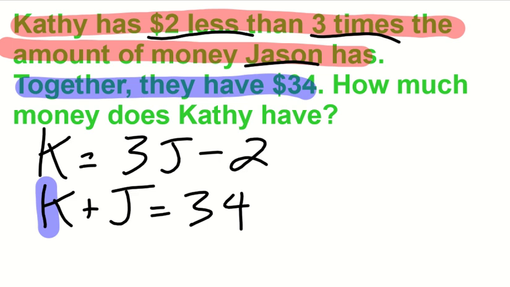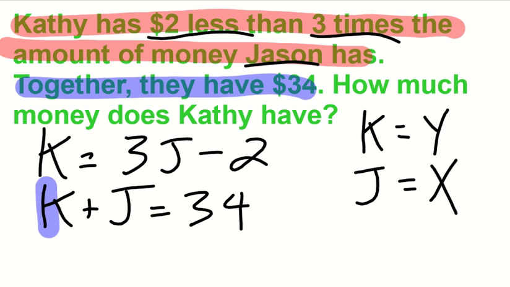How much does Kathy have? 25. All right, so like I was saying before, when we put it in, we've got to make sure we know who's which letter, okay? So if I make Kathy the Y value, Jason the X value, that's what we're looking for. What letter am I looking for my answer then, X or Y? Y, because it's asking for Kathy, okay?